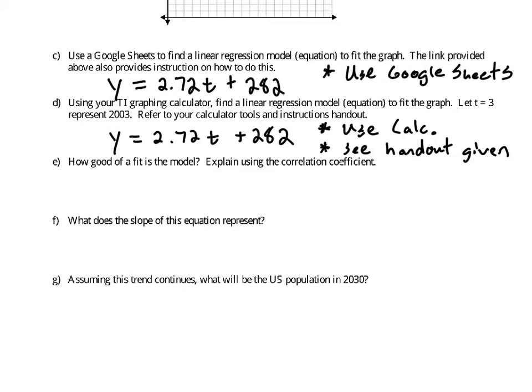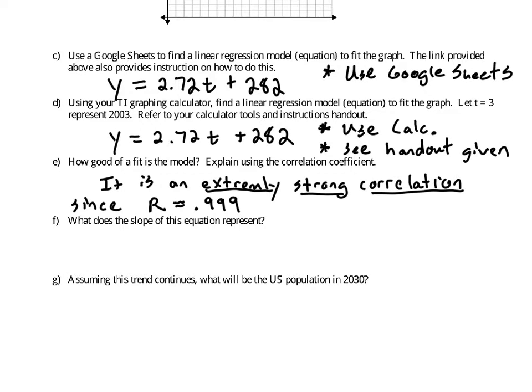You'll have to go to the Stat menu. You'll have to enter the time values in list 1 and then enter the population values in list 2, and then there's a sequence of keys you will press to get you to produce the equation that you see here. So please try it and check it, and I can answer any questions the next time we meet in class.